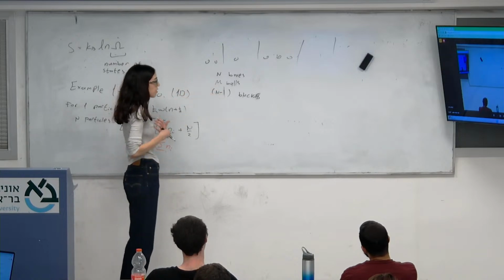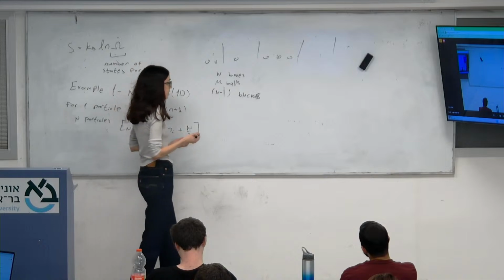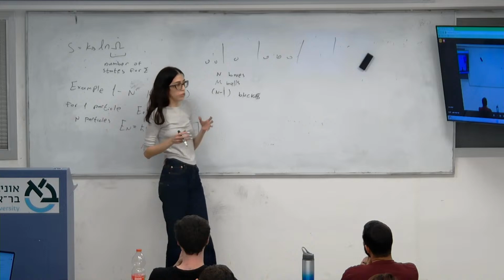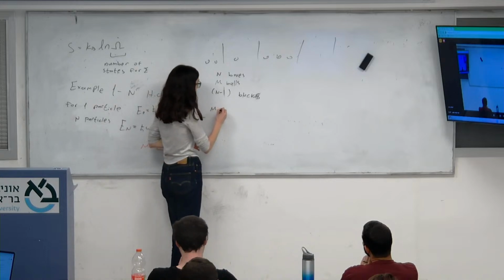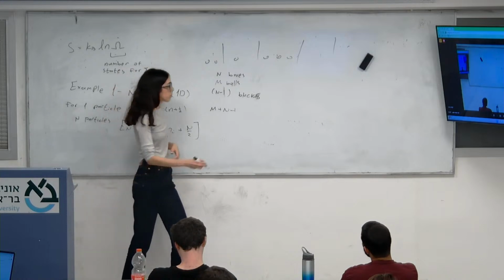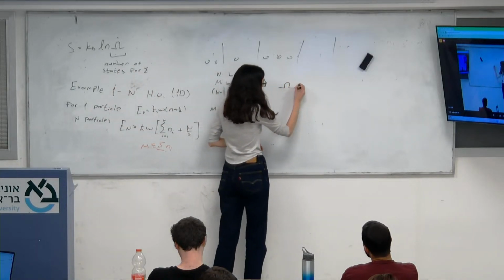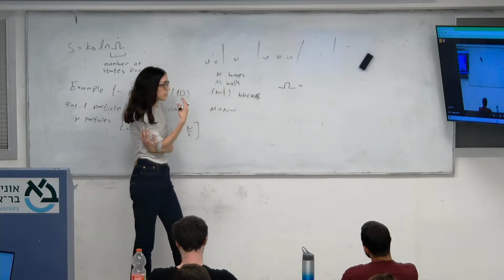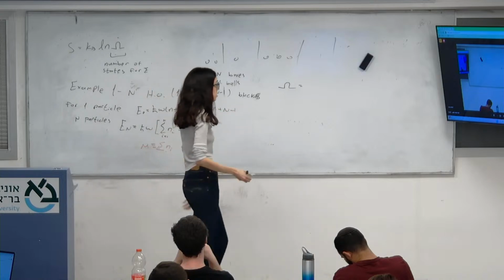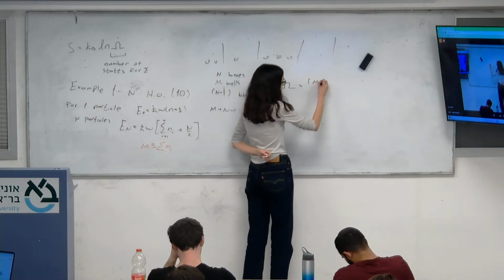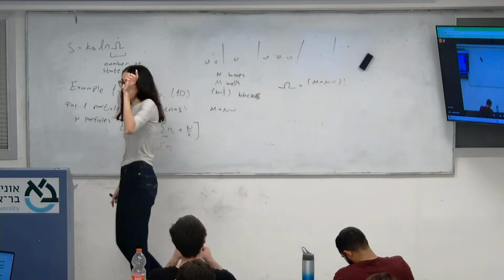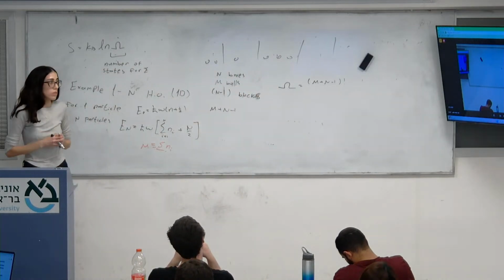Overall, the number of objects that I have will be m plus n minus 1. And so the number of options to organize this number of objects will be m plus n minus 1 factorial, right? Because I have that, and then I have minus 1, and I multiply all of the options.